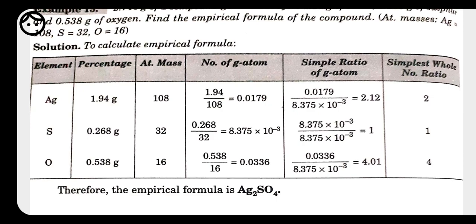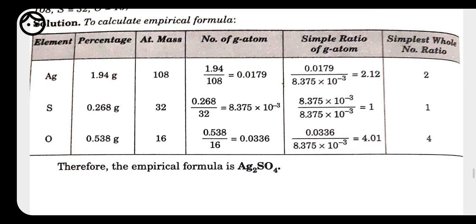Okay students, so these are all about the empirical formula. Now here we also have the limitation of empirical formula. That empirical formula is also called the simplest formula. This empirical formula does not tell about the actual number of atoms in a molecule of a compound. This is the biggest limitation of empirical formula.